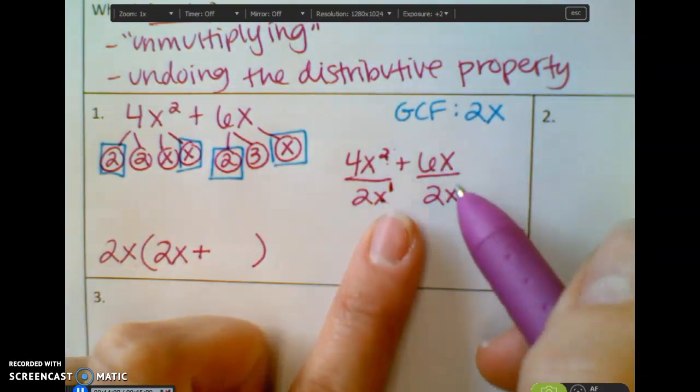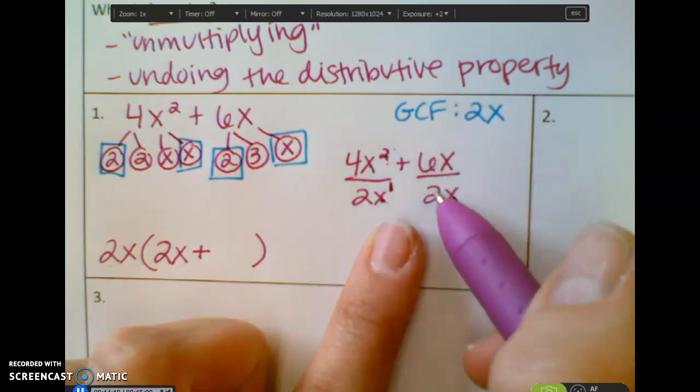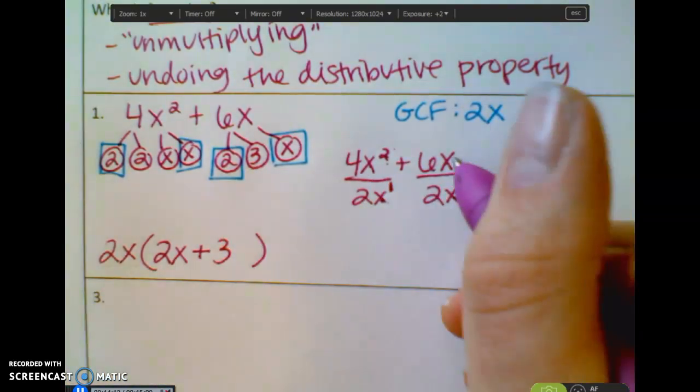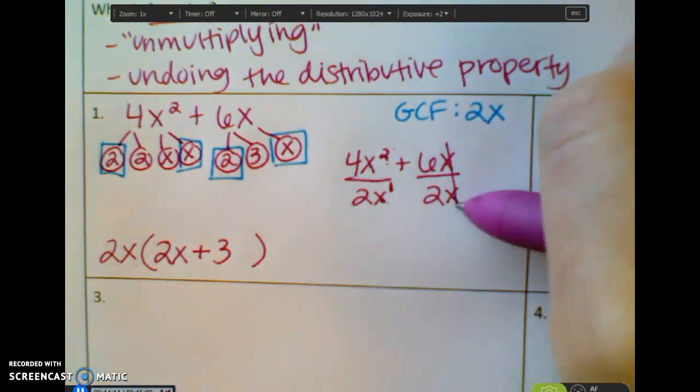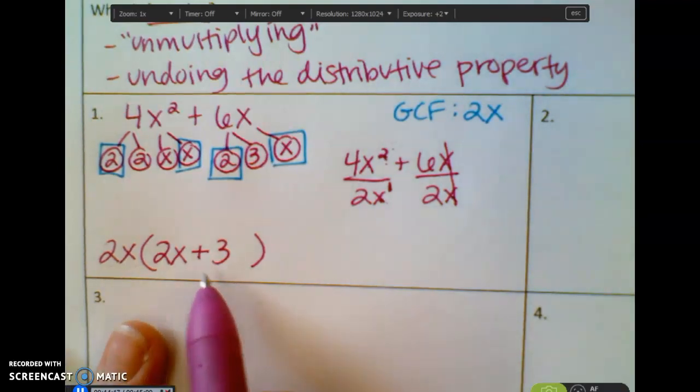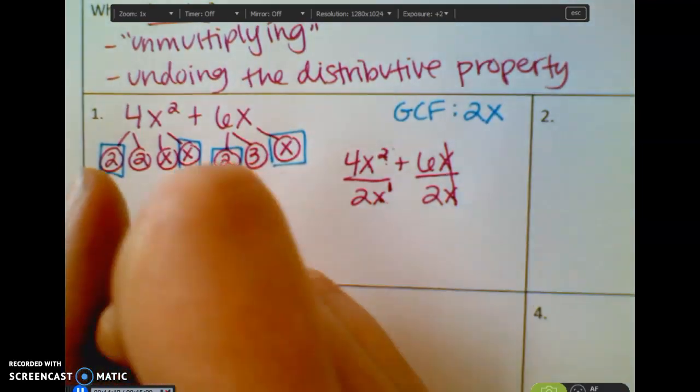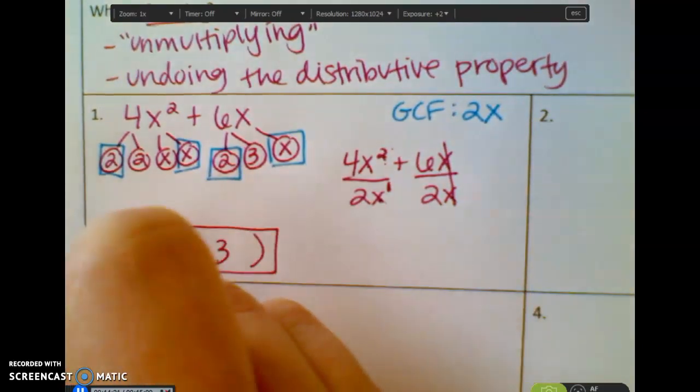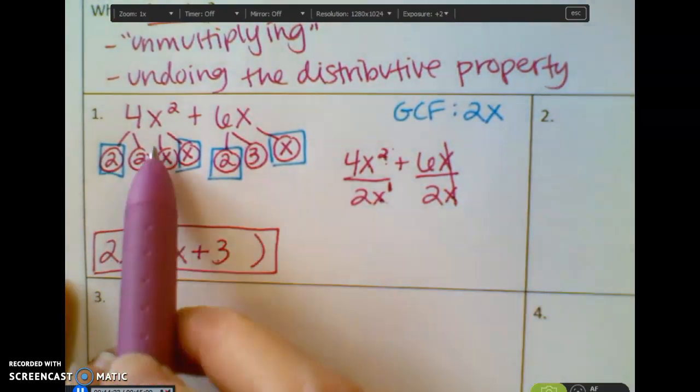Plus 6x divided by 2x. Well, 6 divided by 2 gives me 3. And x divided by x, they cancel. So now in my parentheses, I have 2x plus 3. This is what we originally distributed to get this answer.